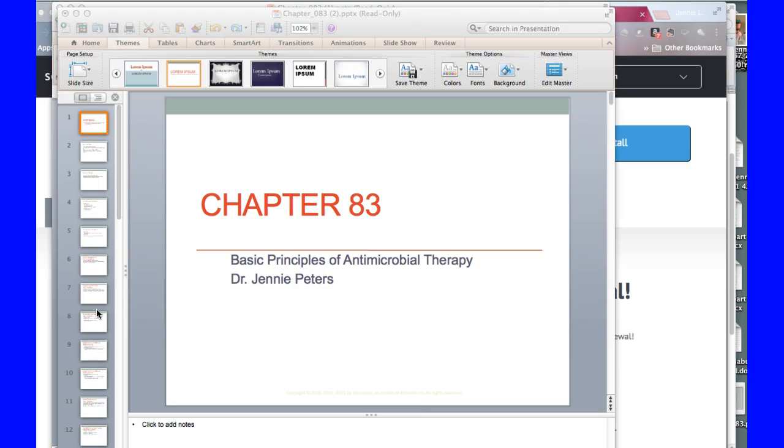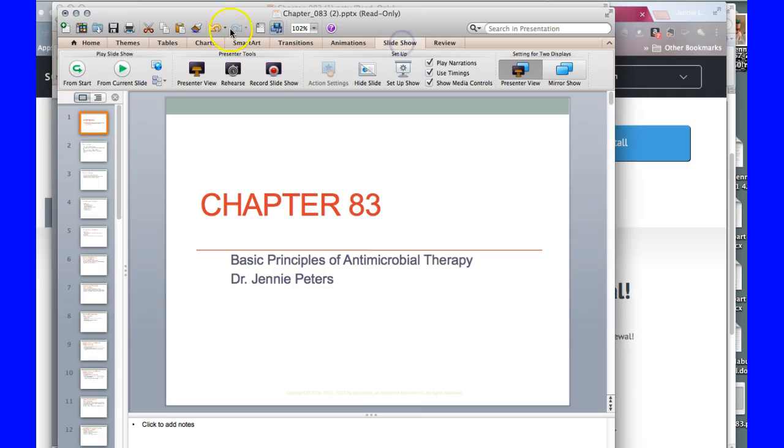As you know, there are multiple classes of antibiotics, and so I feel that you really need to get an understanding of what they are, etc. So this is the first slideshow, so I'm going to get started here.